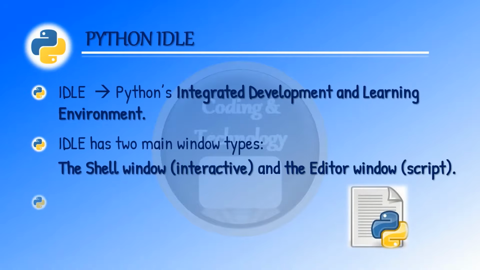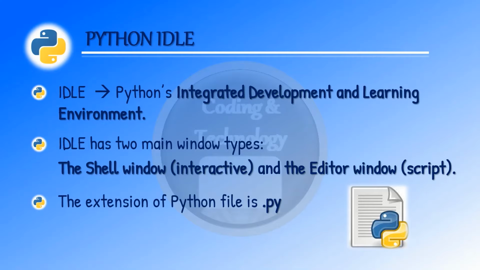IDLE is Python's Integrated Development and Learning Environment. Python IDLE has two main window types. The first one is the shell window, which is interactive mode, and the second one is the editor window, that is script mode. The interactive mode is used for running a single line or a single block of code, whereas the script mode is used to work with lengthy code or multiple blocks of code. The extension of a Python file is .py.